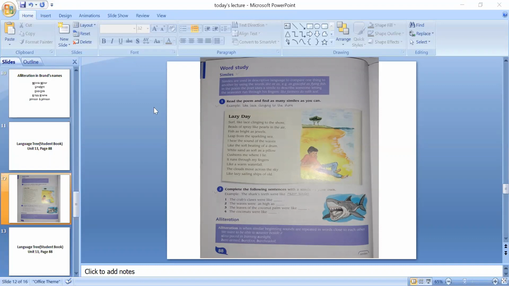Okay, Manahid, please tell me which similes you have underlined. Unmute your mic. Yes, thank you. Tell me. Beta, were you not listening to me? I said you have to underline similes in this poem, Lazy Day.